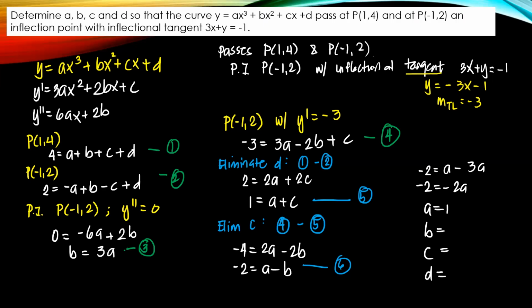B, C, and D. So if A is 1, what is B? Am I correct that B is 3? Okay. Letter C. Is this correct? What is D? Can you solve for D? 0, is it? Or negative 2? 0. So that means if that's the case, I'm not sure. That means your answer would then be y is equal to x cubed plus 3x squared.